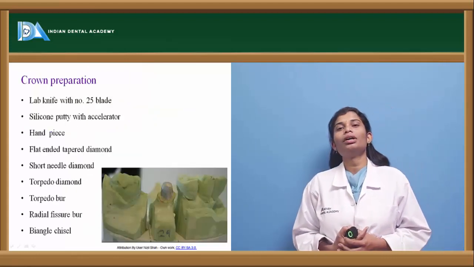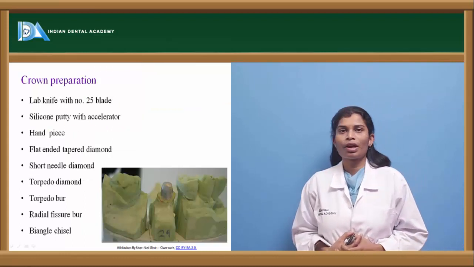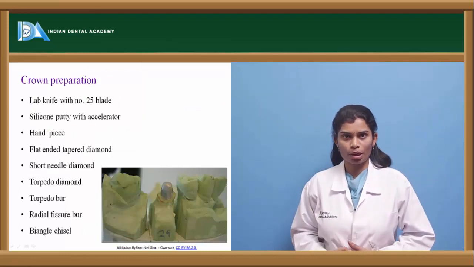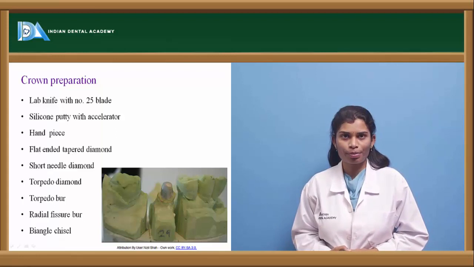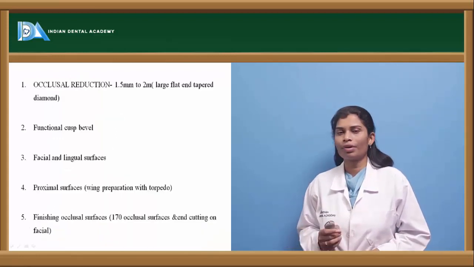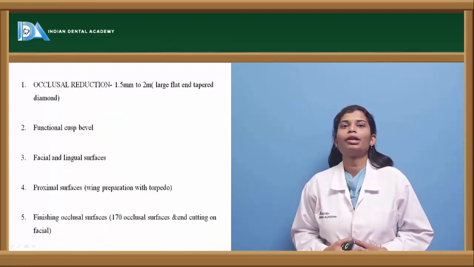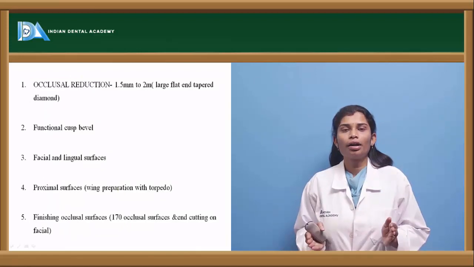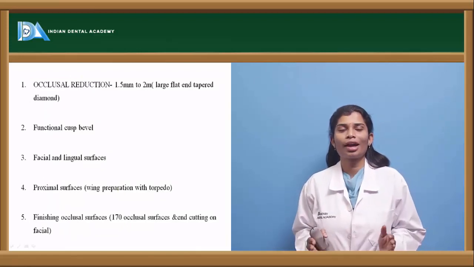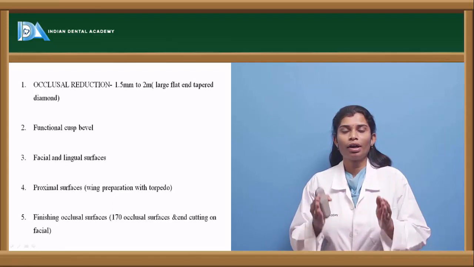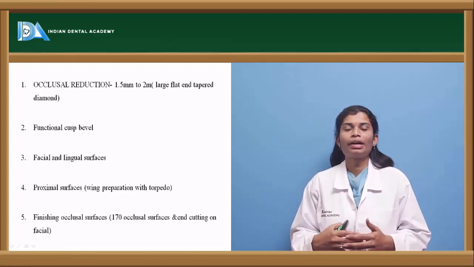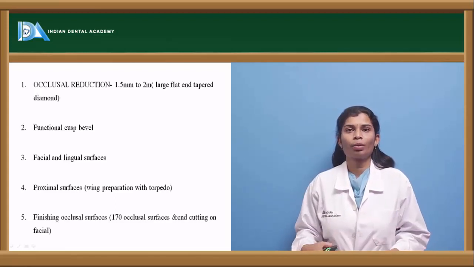So coming to the crown preparation. After you are ready with the armamentarium required, you start with the crown preparation. The steps are the same as for the cast restoration, but here, during the proximal reduction, you will maintain a lip of dentin. Your buccal reduction will be more when compared to the lingual reduction.